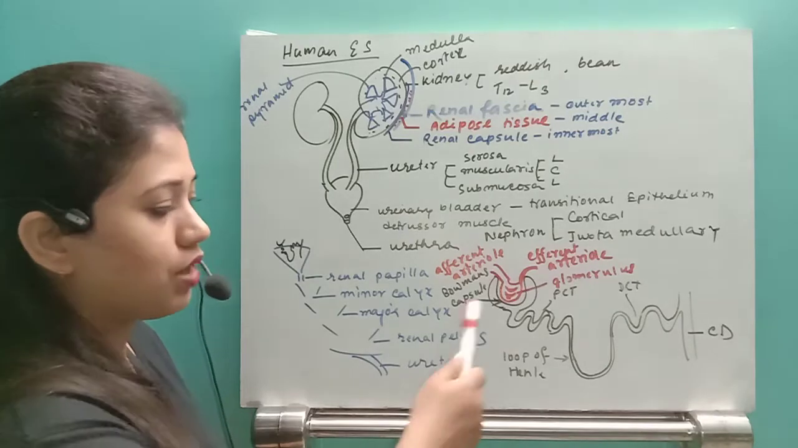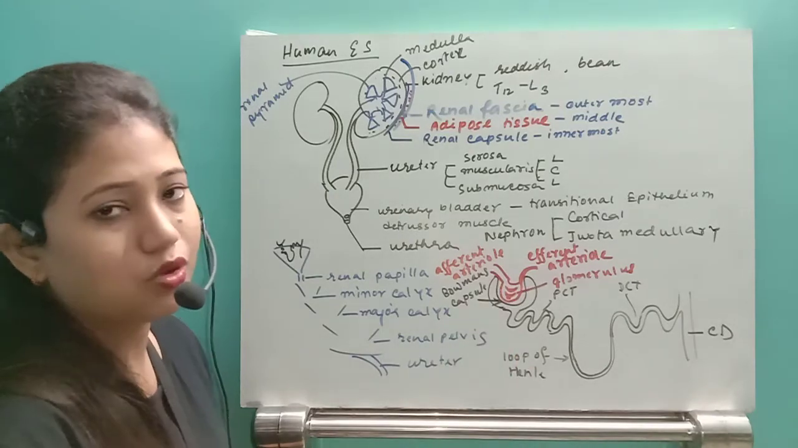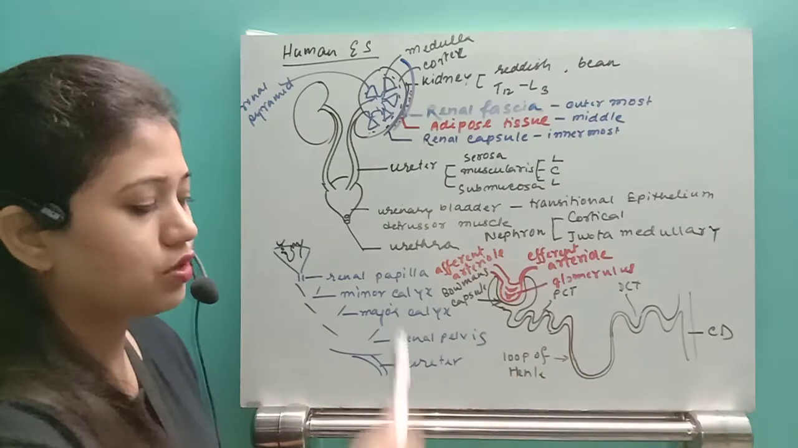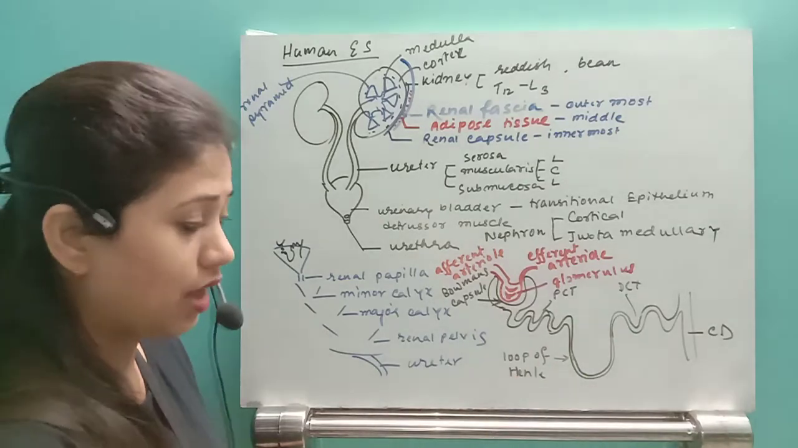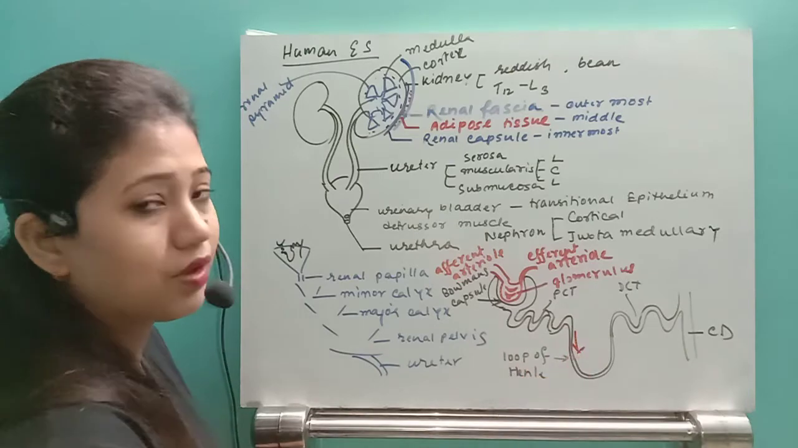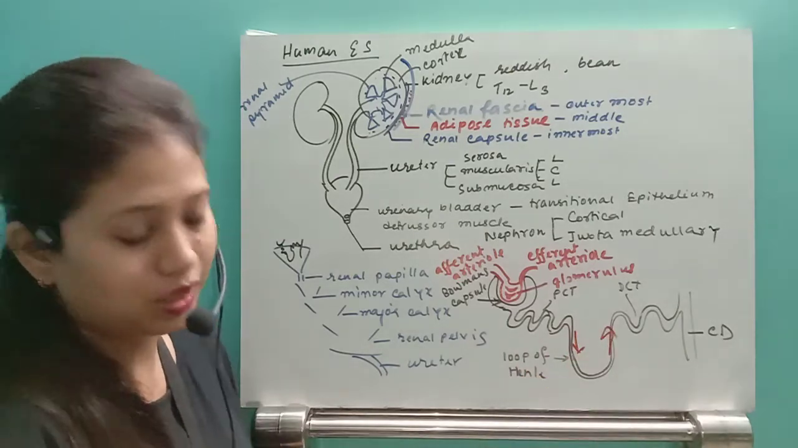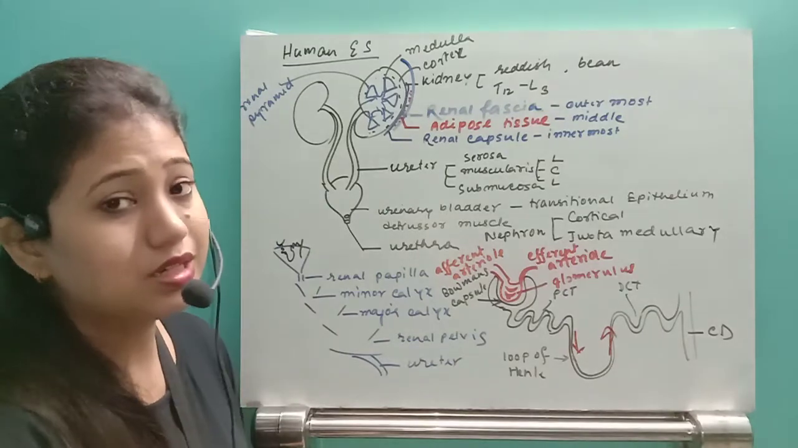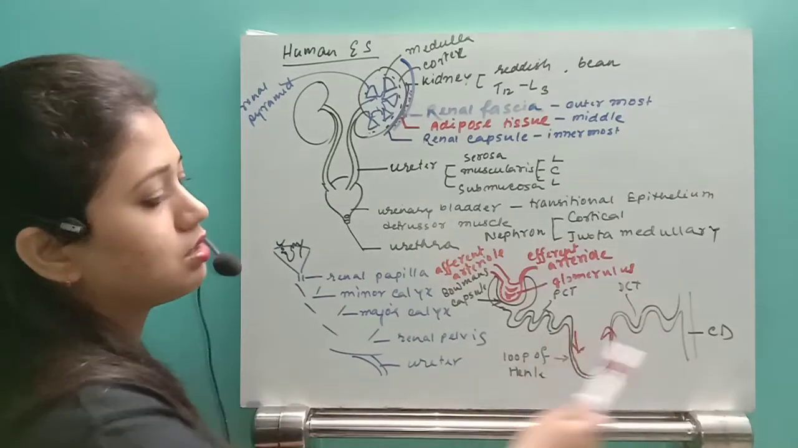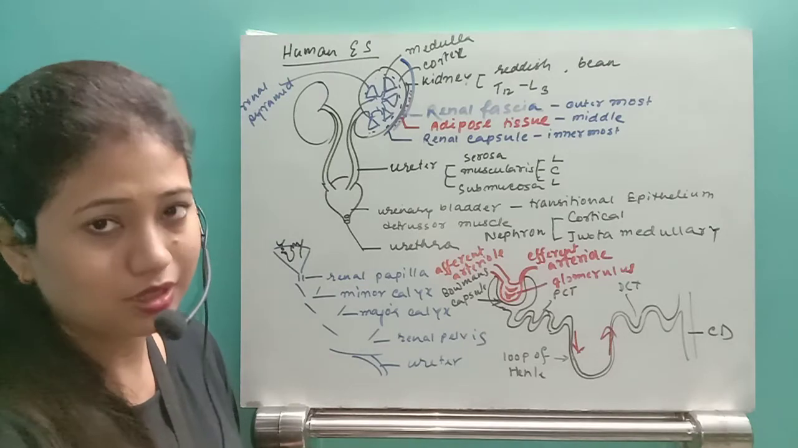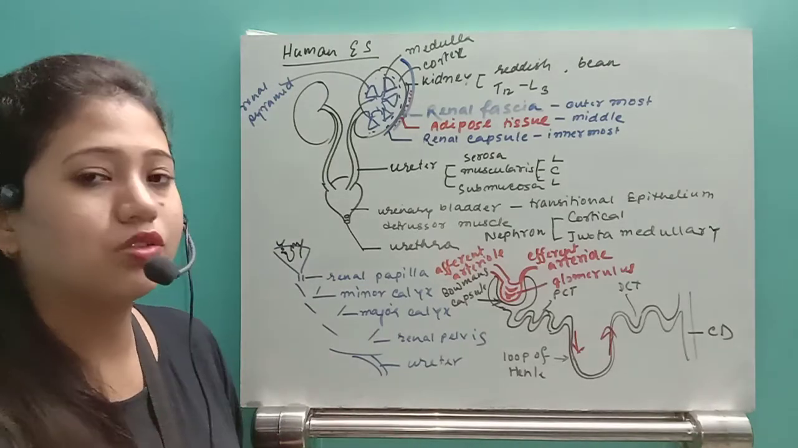Then after that, we are going to have one distensible tube. This is called the PCT, proximal convoluted tubule. Then we have the loop of Henle, which will have two parts: one is the descending limb of the loop of Henle, and the other is the ascending limb. Then we have the DCT, distal convoluted tubule, and a number of distal convoluted tubules will join and form the collecting duct. So this is about the structure of the nephron.